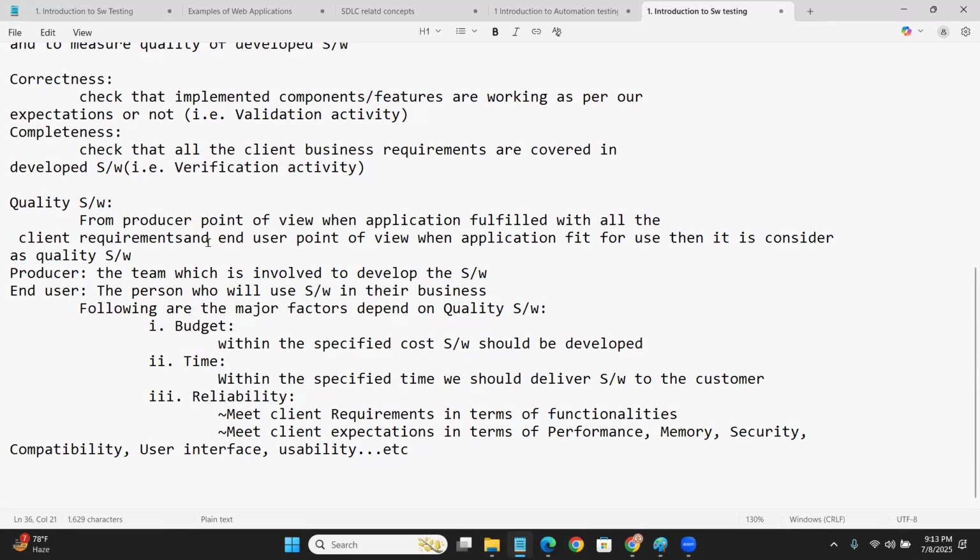Finally, reliability. Reliability means meeting client requirements in terms of functionalities, and meeting client expectations in terms of performance. That means how much time it takes to complete a transaction, that is speed of process. Then memory, security, compatibility, user interface, and usability.